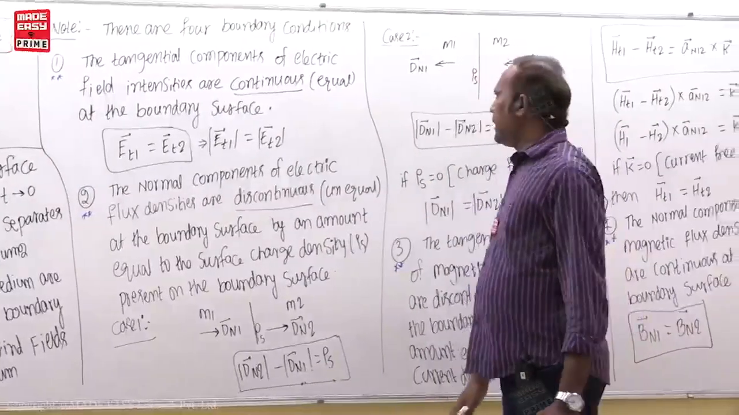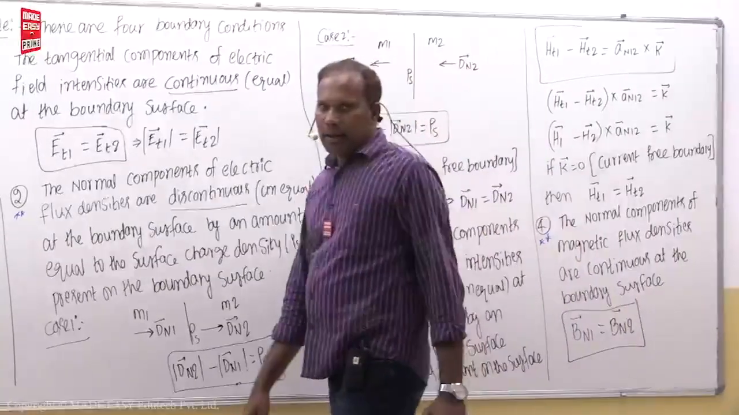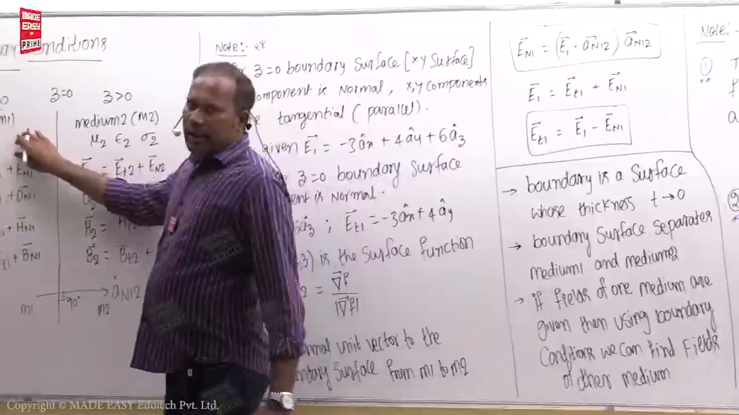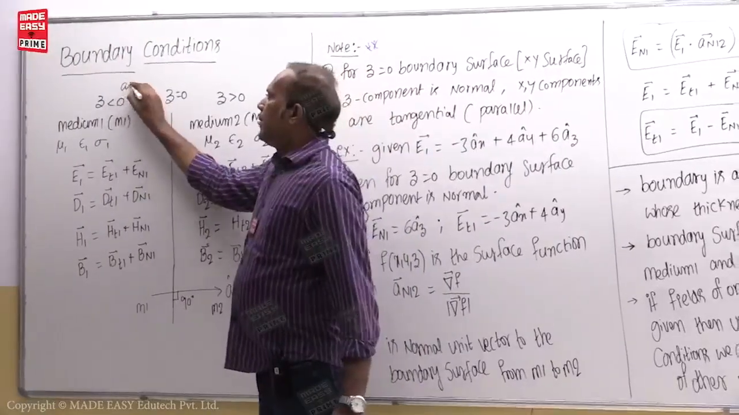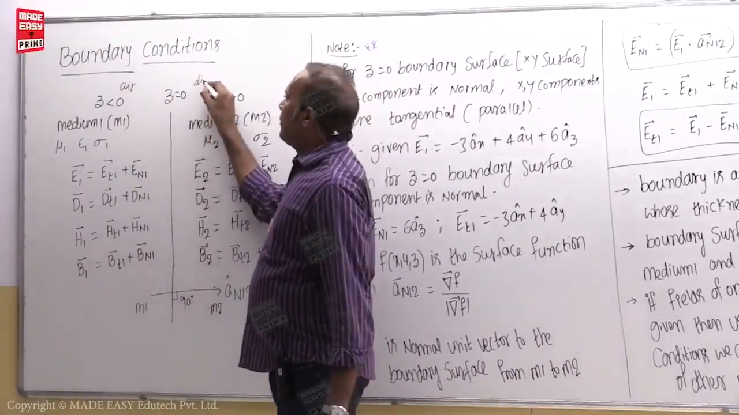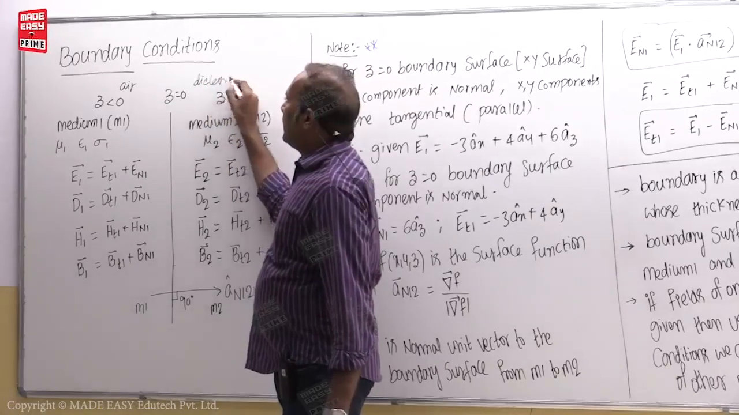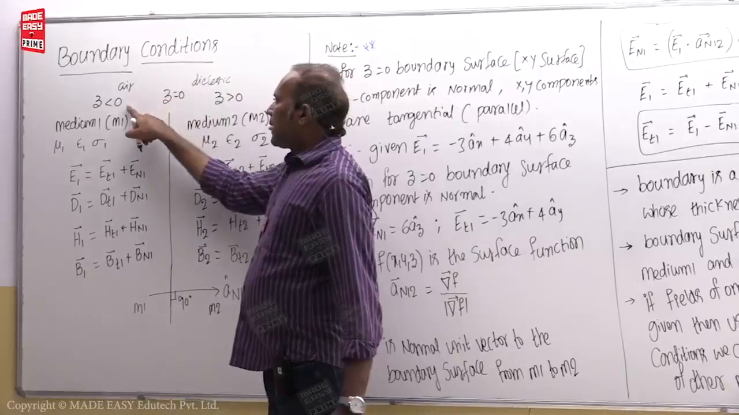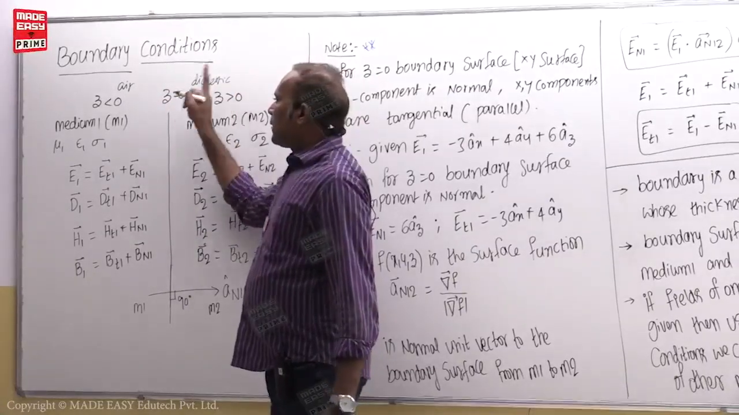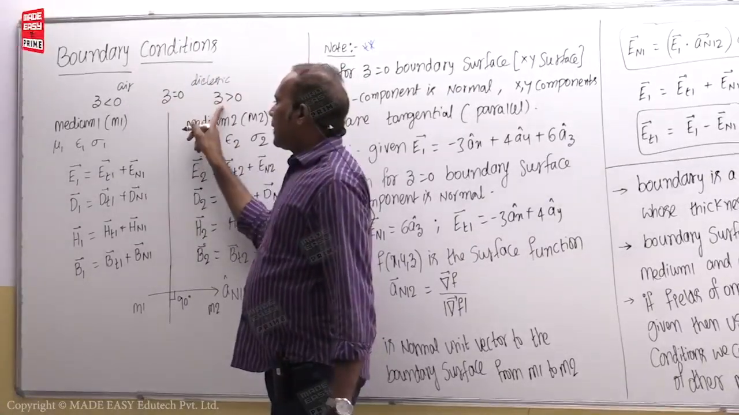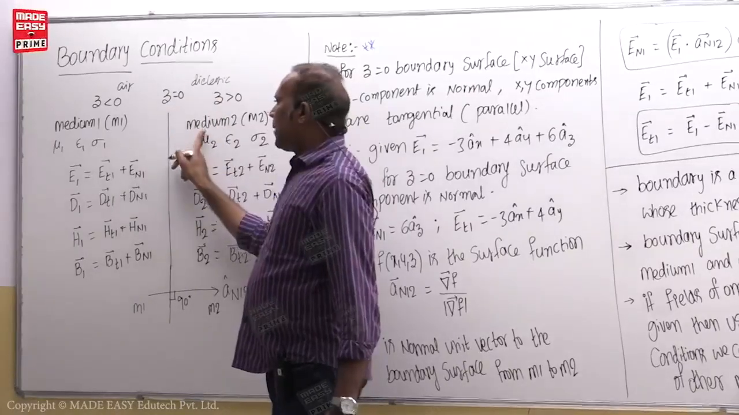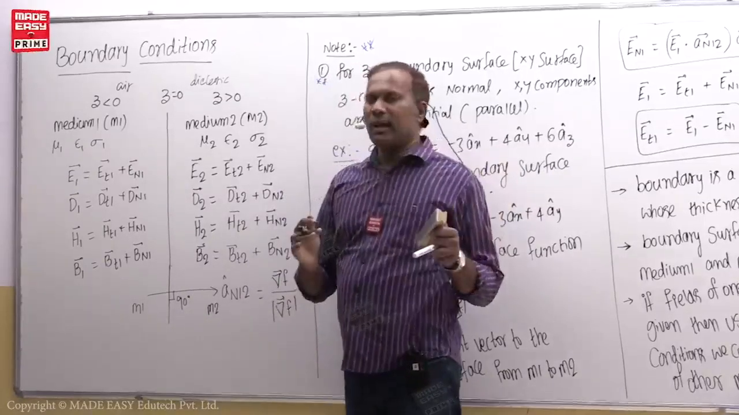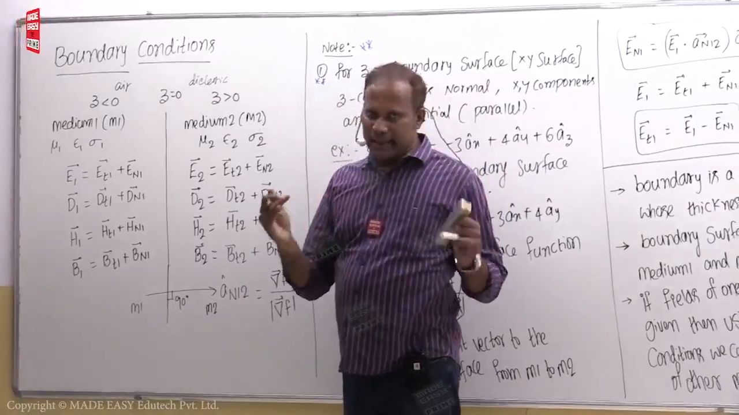General means what? General means here medium 1 can be an air medium, and this is a dielectric medium. This is dielectric. It can be air. It can be a conductor. It can be a dielectric. It is magnetic material. It is air material. So for any case, these equations are valid. That is why they are called general boundary conditions.